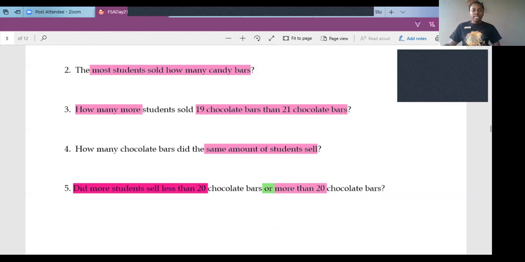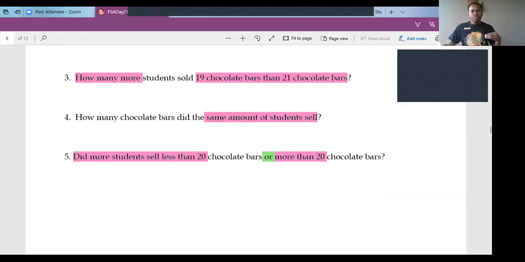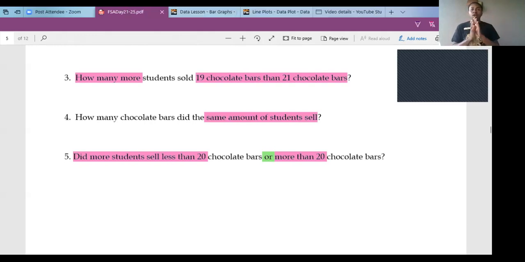Number 5, it says, did more students sell less than 20 chocolate bars or more than 20 chocolate bars, okay? All right, now when we're thinking about this question, it says, did more students sell less than 20? So we have to think less than 20. So we're looking for the amount of X's that are less than 20 on our line plot. And then if we keep reading, it says, or more than 20 chocolate bars. So in this case, we're looking at the X's that are less than 20 on the line plot and X's that are more than 20 on the line plot.